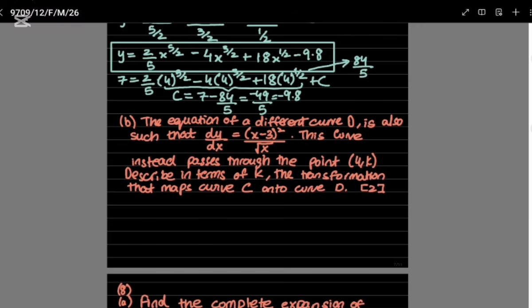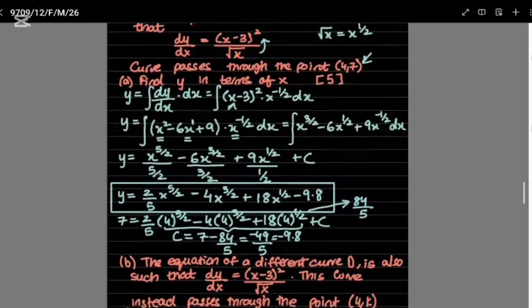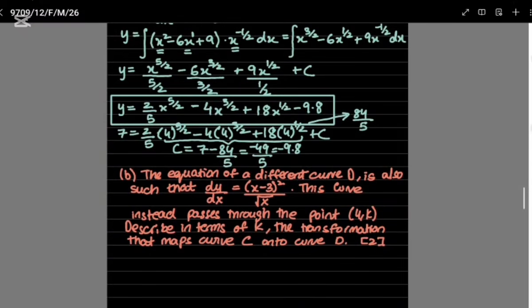Okay, so part B. The equation of a different curve D is also such that dy by dx is equal to (x minus 3) whole squared over radical x. So it's the same thing. This curve instead passes through the point (4, k). Describe in terms of k the transformation that maps curve C onto curve D.